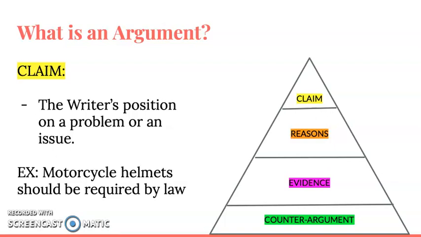And so the claim definition, which you can find on the left, is the writer's position on a problem or an issue. So what are they arguing about? Are they for something or are they against something? And so my example at the bottom is that if I were to create an argument today, I could talk about motorcycle helmets, and I would believe that my claim for my argument is that motorcycle helmets should be required by law in all 50 states.